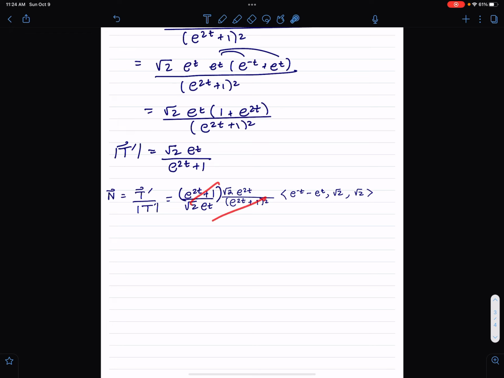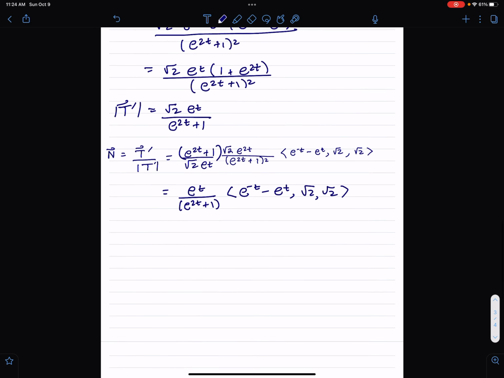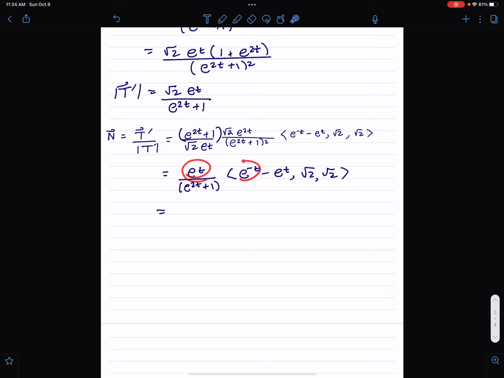And then we see there's cancellation with this and this. A lot of cancellation, actually. So square root of 2 and square root of 2 cancel. So this gives, and also e to the 2t divided by e to the t just makes e to the t. So we get e to the t divided by e to the 2t plus 1. Then e to the negative t minus e to the t, radical 2, and to make it even better, I multiply the e to the t through. Keep in mind, e to the t times e to the negative t is 1. E to the t times e to the t is e to the 2t. So this gives 1 minus e to the 2t and radical 2 e to the t.